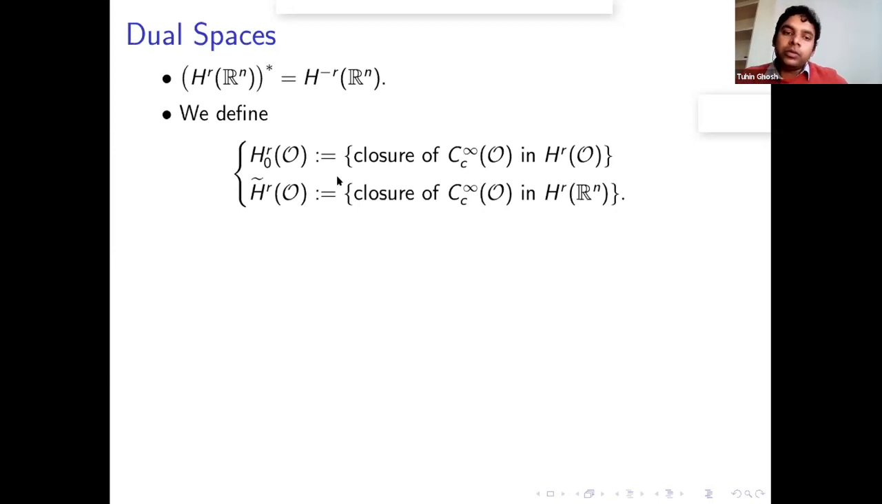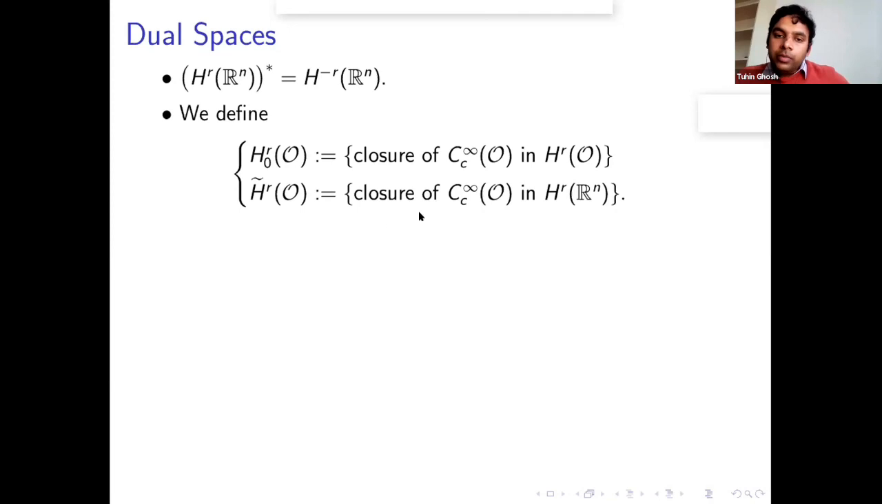One is kind of common, H^r_0(O). That means you take all the C_c^infinity functions defined in this open set O, and you take the closure of those C_c^infinity functions. Now the question is, with respect to which norm? We have already defined two norms, one is H^r(R^n) and the other is H^r(O). If you do it with H^r(O), you get back H^r_0(O). That means the trace is 0.